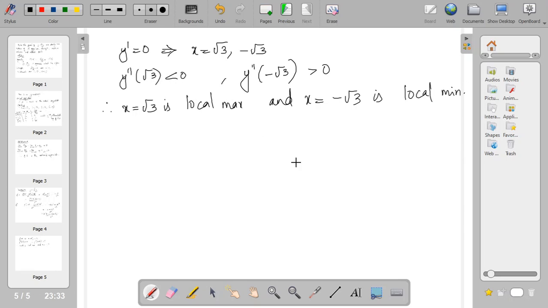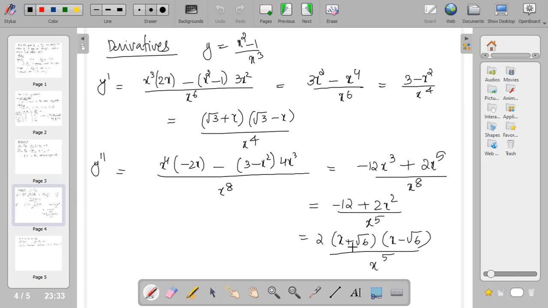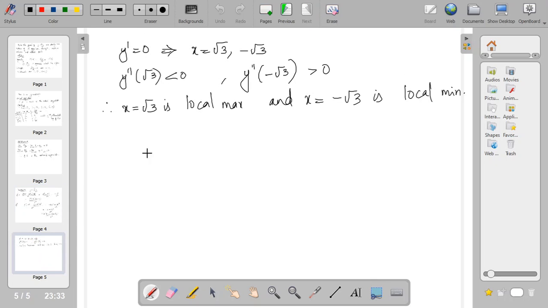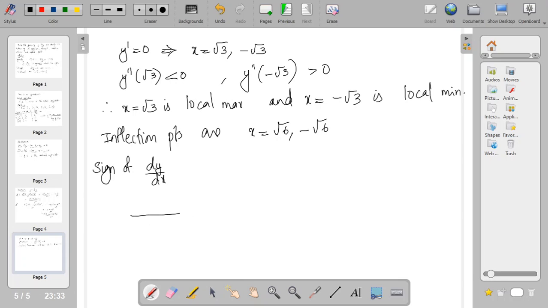Now let us look at the sign of, before that, let us also look at the inflection points. So the inflection points will be root 6 and minus root 6. Now let us look at the sign of dy by dx. So that will tell us whether it is increasing or decreasing.